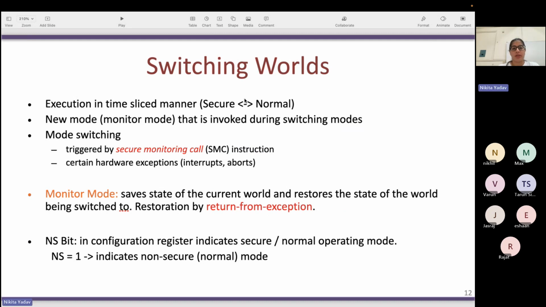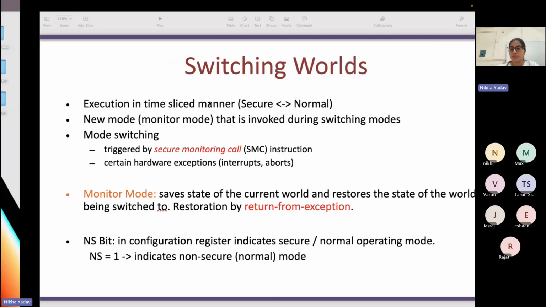You have to call the monitor. You cannot switch yourself. Like you cannot change this bit, right? Currently the NS bit is 1. You want to change it to 0, and then you want to start something. You want to start a TA application, a trusted application. And so what will happen?